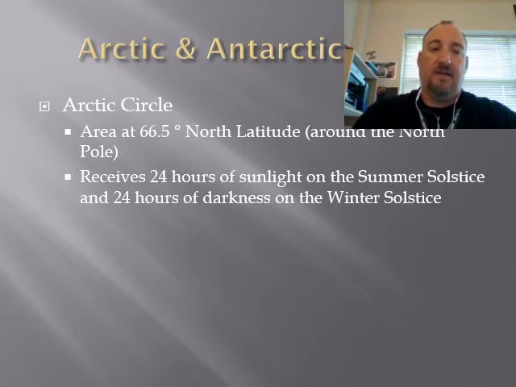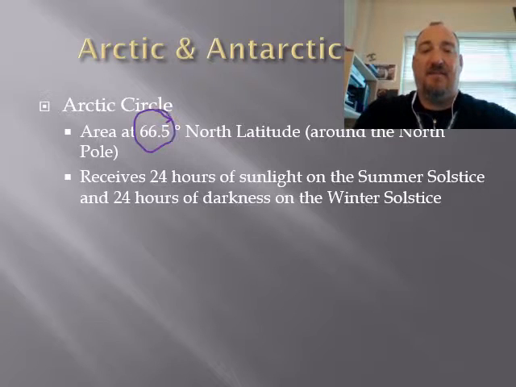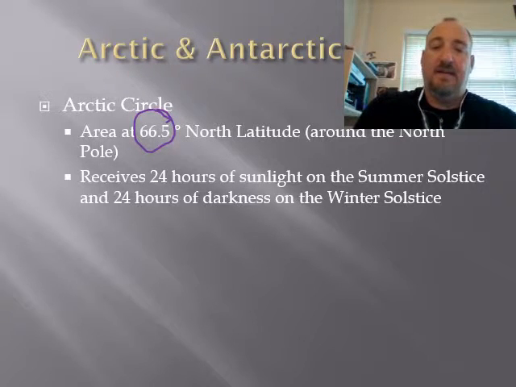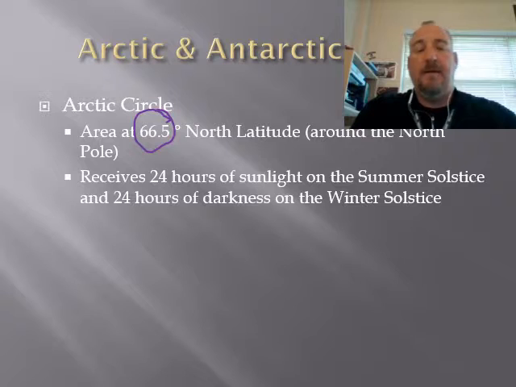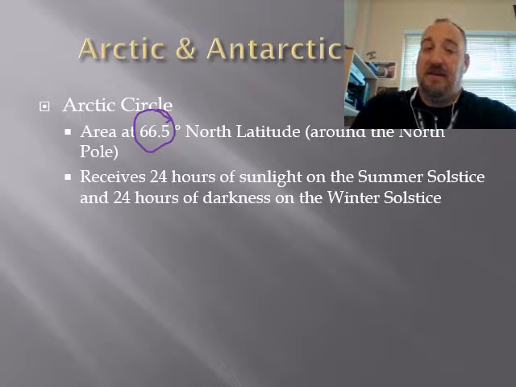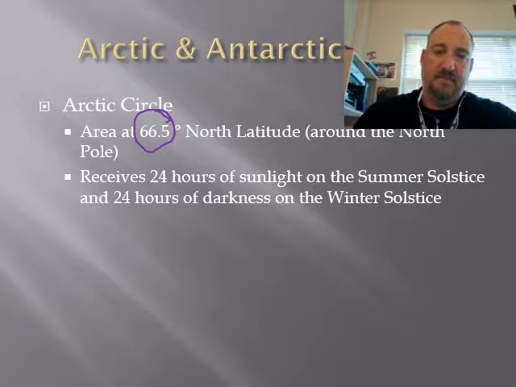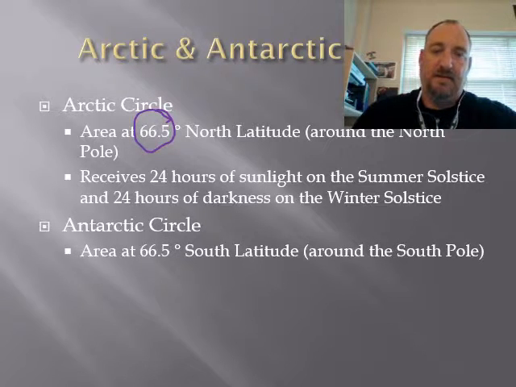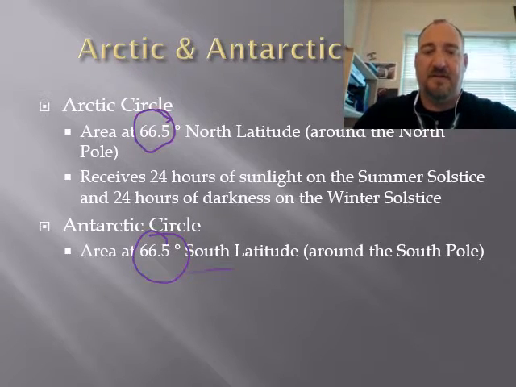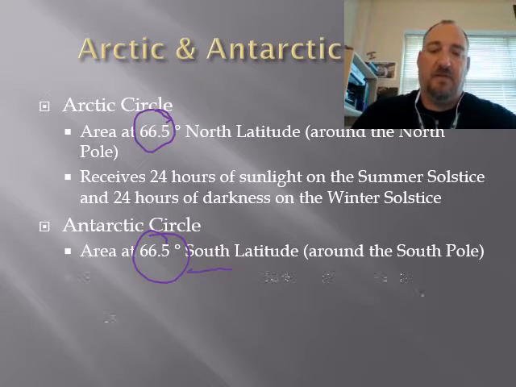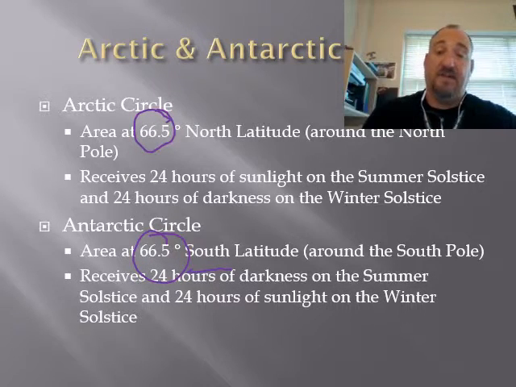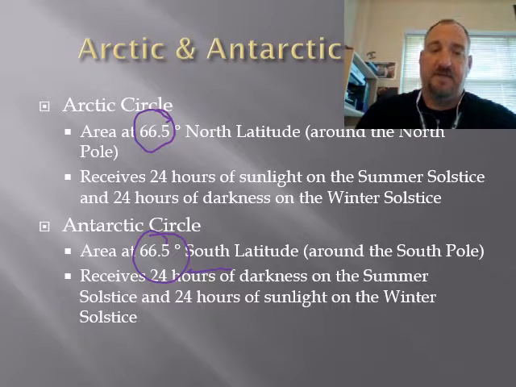The Arctic and Antarctic circles. The Arctic circle, 66.5 north latitude. This circles the North Pole. Receives 24 hours of sunlight on the summer solstice, 24 hours of darkness on the winter solstice. And then the Antarctic circle, 66.5 degrees south, and this is around the South Pole. So it's going to be flipped from the North Pole, 24 hours of darkness on the summer solstice, 24 hours of sunlight on the winter solstice.